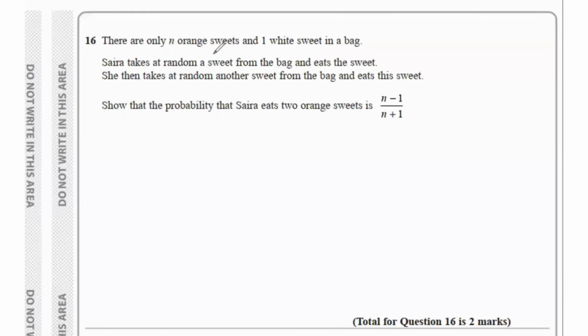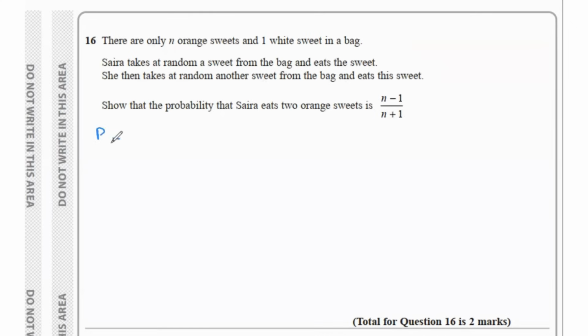There are only n orange sweets and 1 white sweet in a bag. Shaya takes at random a sweet from the bag and eats the sweet. She then takes at random another sweet from the bag and eats the sweet. Show that the probability that she eats 2 orange sweets is n minus 1 over n plus 1.